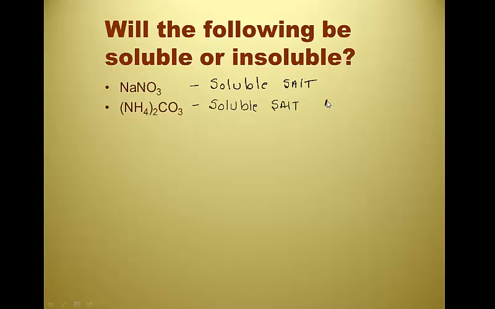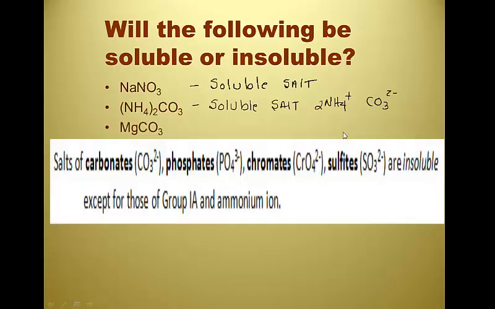This will dissociate into the ammonium ion and the carbonate ion in basically a 2-to-1 ratio. Magnesium carbonate. Okay, magnesium's not part of group 1A, so I can't use that little short trick I just taught you. That means I'm going to have to go to my solubility list and look up carbonate.